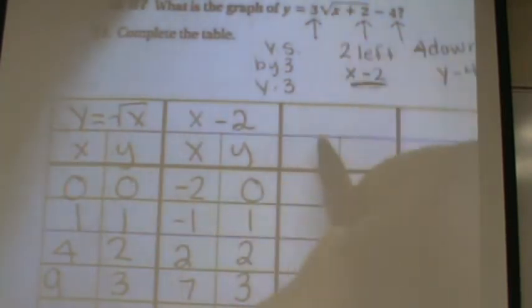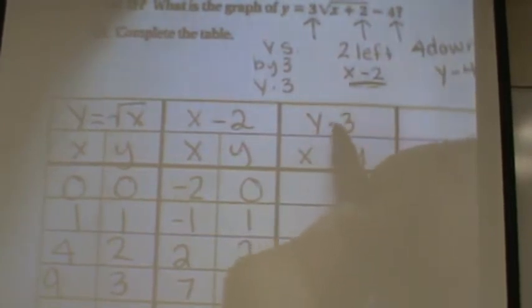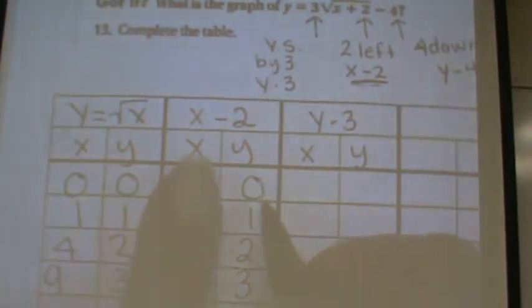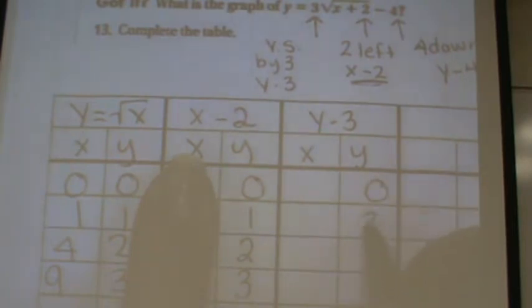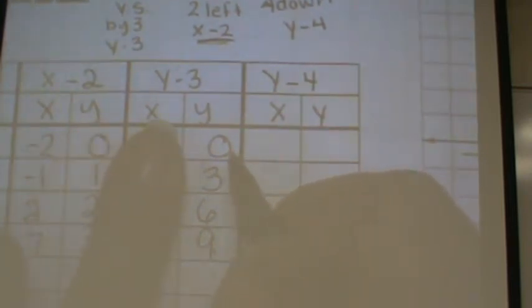Then you move out to here. What does this tell you to do? It says vertically stretch your graph by a factor of 3. You're going to take your y values and multiply them by 3. I want you to multiply these all by 3. What do you get? And the last thing you're going to do is take your y values and subtract 4. Can you do that for me? If you subtract 4 from all these, you get -4, -1, 2, and 5.